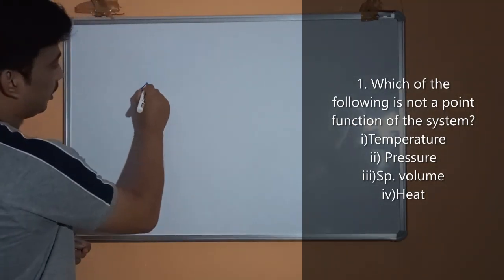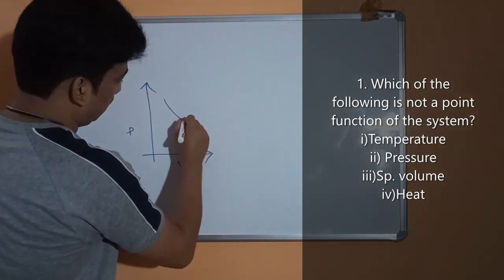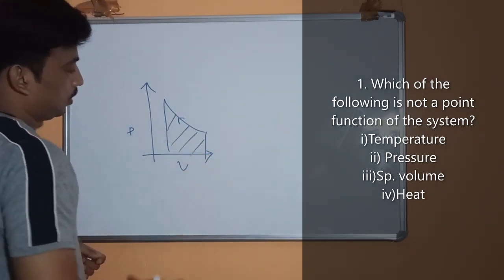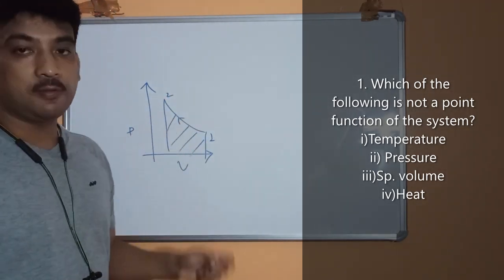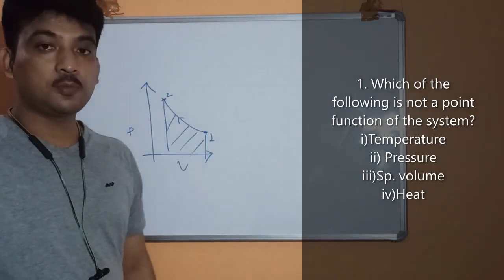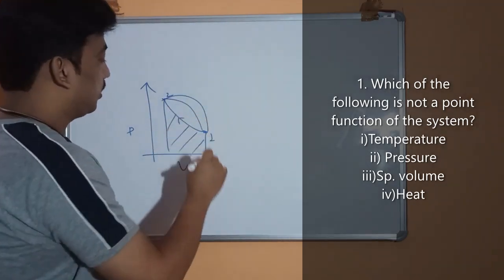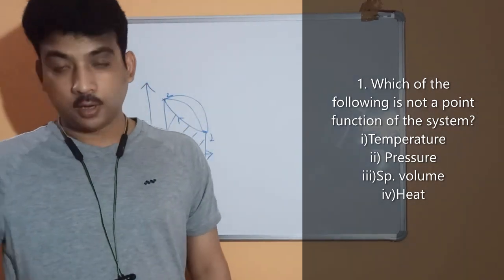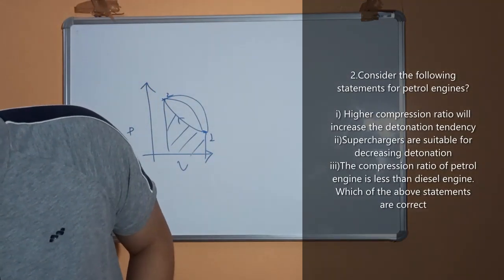Suppose in a PV diagram this is the work done from point 1 to point 2, then the area will give us the amount of work done. We cannot say that at point 1 this much work is there, at point 2 this much work is there, because if the path changes, the amount of work will also be different. So here the answer will be option 4, heat. Heat is not a point function. Okay, so moving on to the next question.